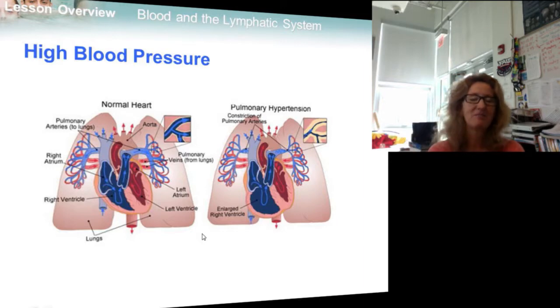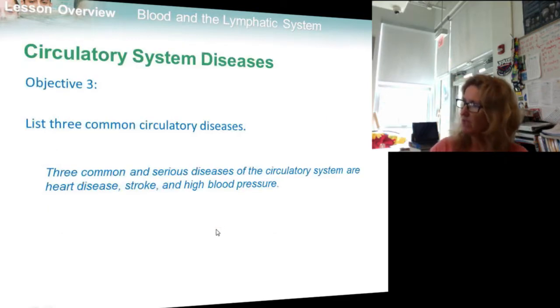Diet, exercise, and prescription drugs can help control hypertension. Left uncontrolled, hypertension can also lead to heart attack, stroke, and kidney damage too. So the 3 common circulatory diseases were heart disease, stroke, and high blood pressure.